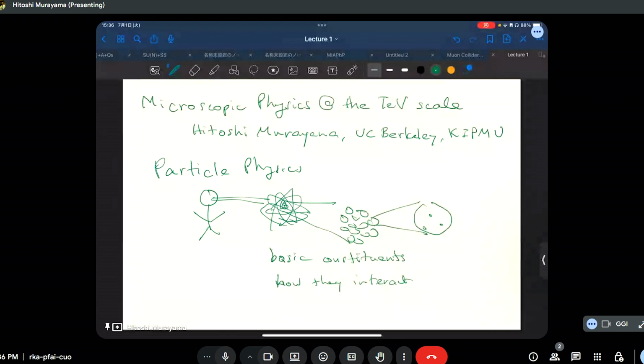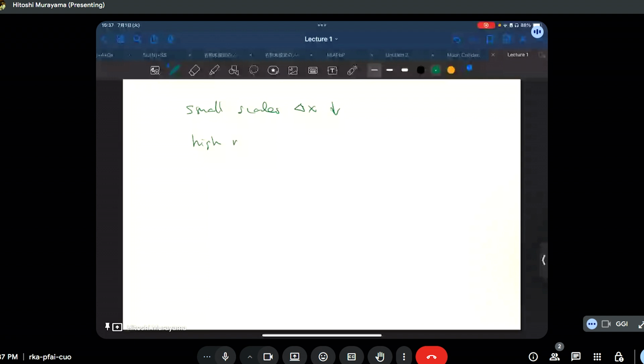To do more, we have to go to small delta x, and that means high momentum scale, because delta p is related to delta x by de Broglie's wavelength. And once you're high enough in momentum, using special relativity that corresponds to high energy. So that's why we need to go to high energies.